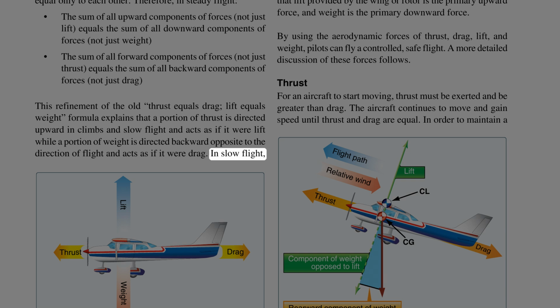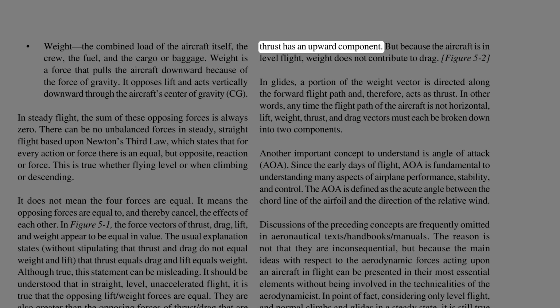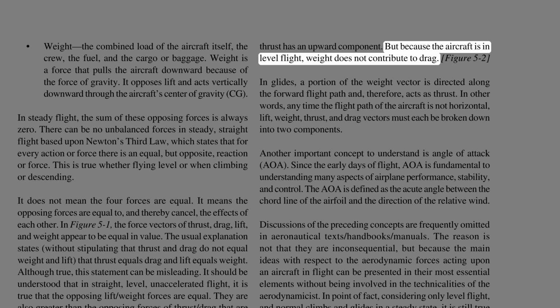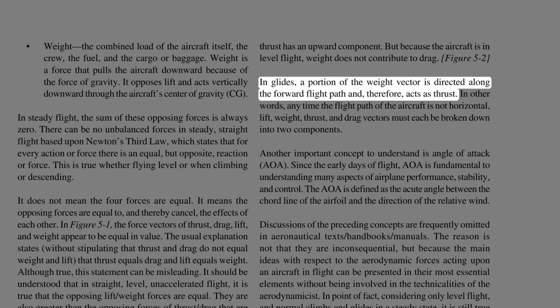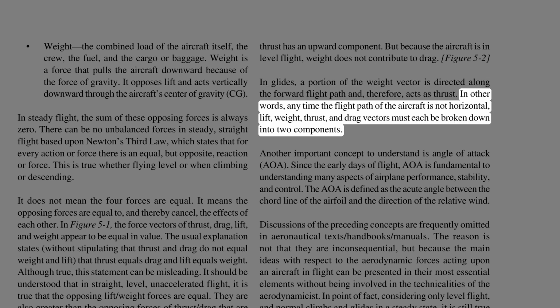In slow flight, thrust has an upward component, but because the aircraft is in level flight, weight does not contribute to drag. In glides, a portion of the weight vector is directed along the forward flight path and, therefore, acts as thrust. In other words, any time the flight path of the aircraft is not horizontal, lift, weight, thrust, and drag vectors must each be broken down into two components.